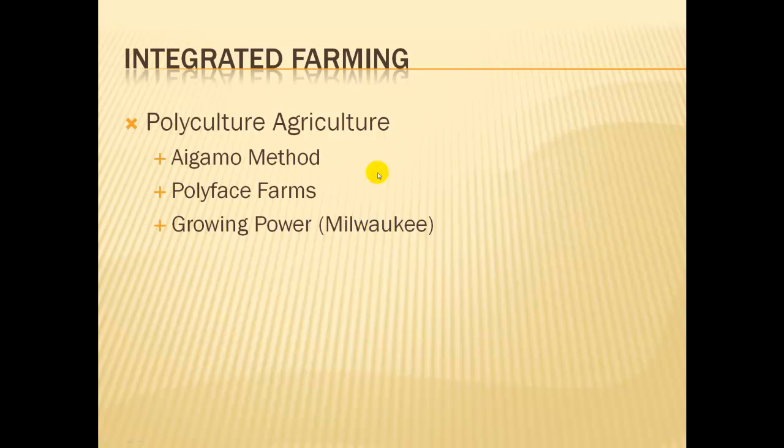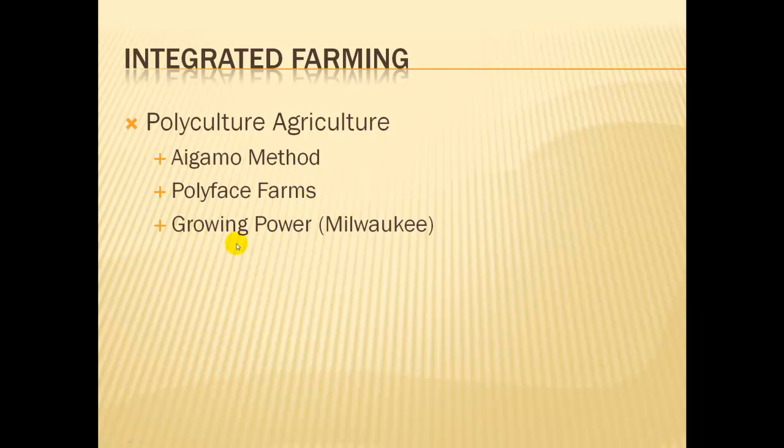I also mentioned integrated farming. This is called polyculture agriculture. This is something that you read about in your Michael Pollan article with Polyface Farms, but there's also something called the Igamo method, and that comes from Japan, where you had fish, rice, and chickens all in the same area, where you had fertilization from the chickens and the fish lived in the rice, and it was all very much a closed system with nutrients being supplied by all. That's the goal of Polyface Farms as well.